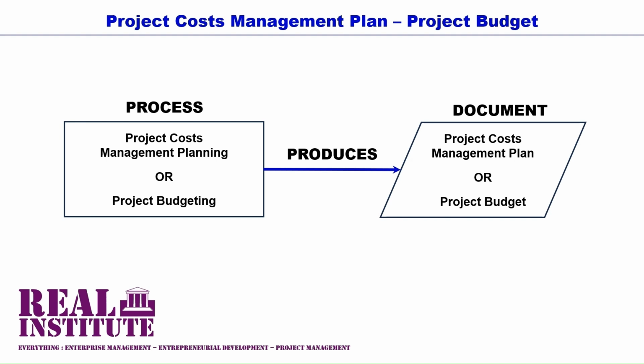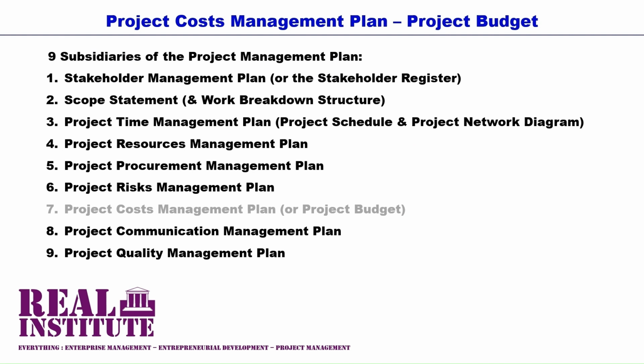Project budgeting and project cost management planning is one of the 9 processes of project management planning, and a project budget is one of the 9 subsidiaries of the project management plan, where the other 8 subsidiaries are: 1, the stakeholder management plan or the stakeholder register; 2, the scope statement and the work breakdown structure; 3, the project time management plan, which usually consists of the project schedule and the project network diagram; 4, the project resources management plan; 5, the project procurement management plan; 6, the project risks management plan; 7, the project communication management plan; and 8, the project quality management plan.